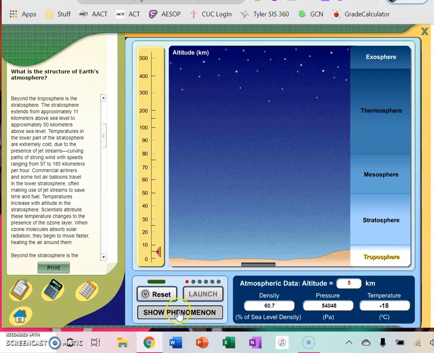Five kilometers with a phenomena. Most weather-related phenomena, such as storm clouds and short-term changes in pressure and temperature, exist relatively near Earth's surface in the troposphere.